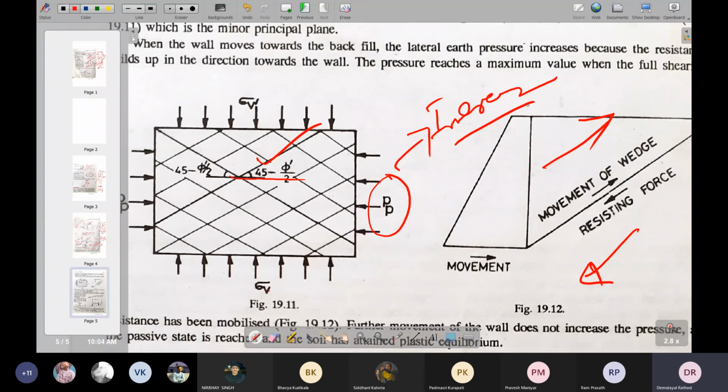So that's how Rankine has given the active case, passive case, and so on. Please go through it, read it. It is a very simple thing, simple mathematics. You can find out K naught, Kp, and Ka. Once you know these, we can find out the horizontal stress at rest, the active case, and the passive case. All three cases we can find out. So with that I'll stop today.